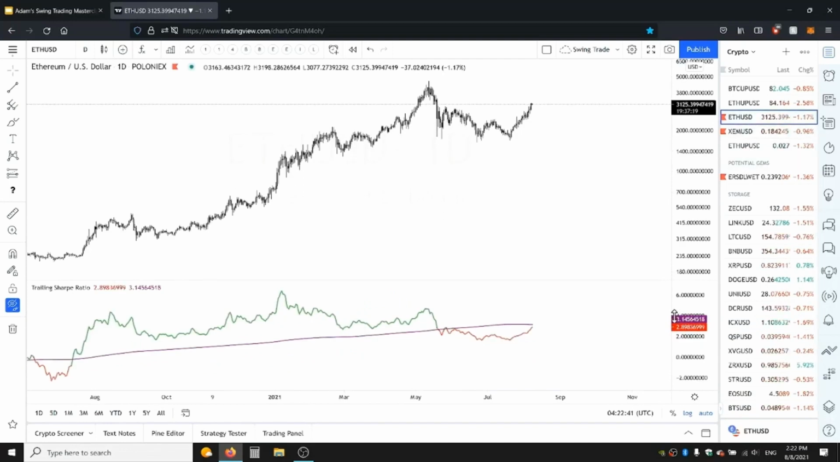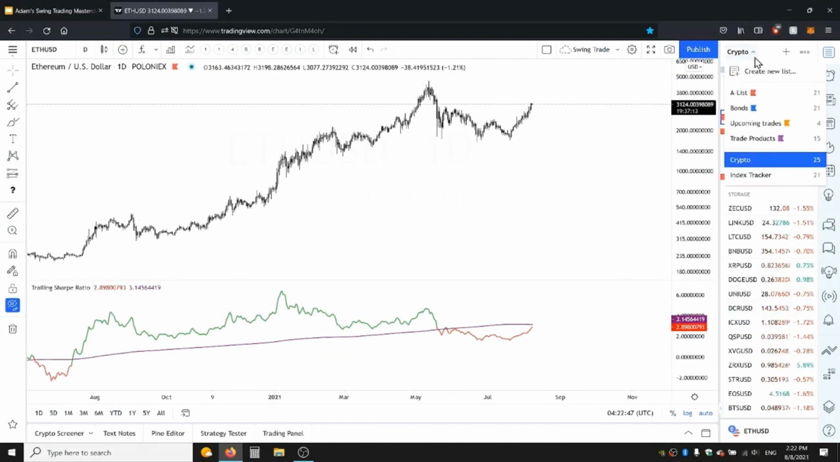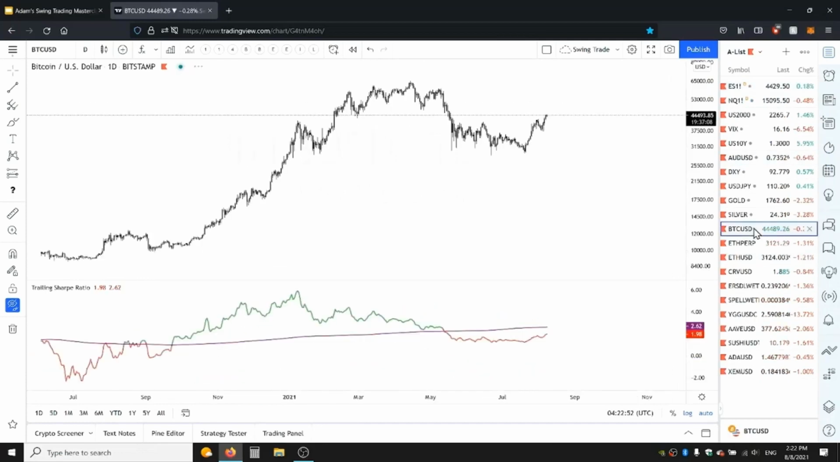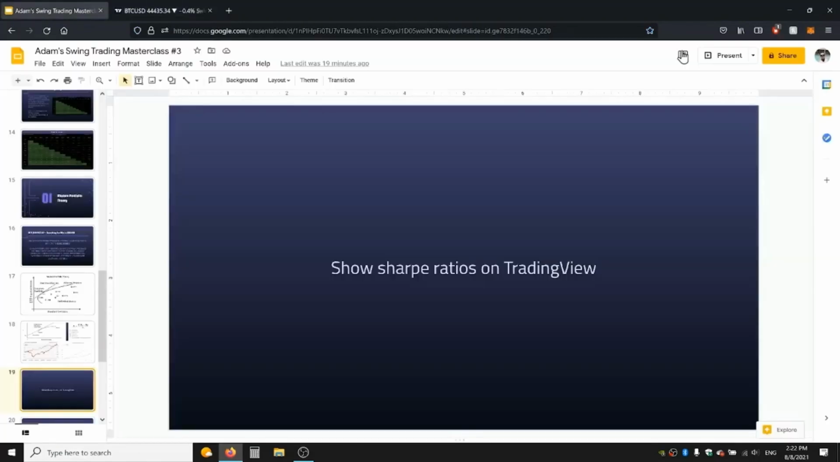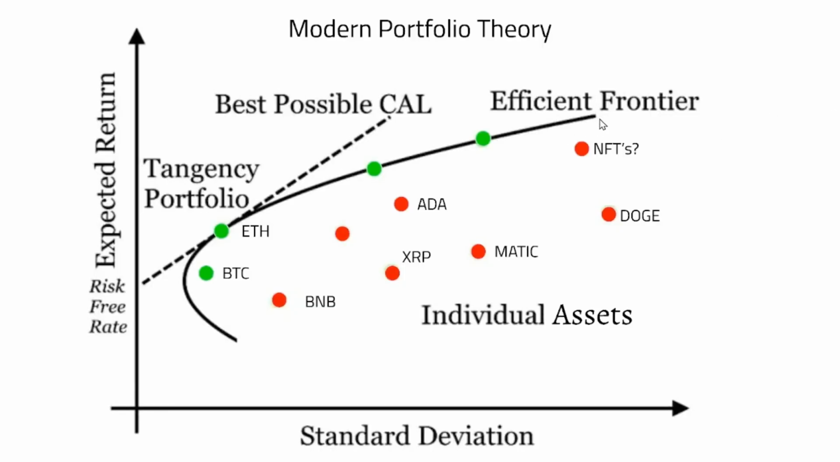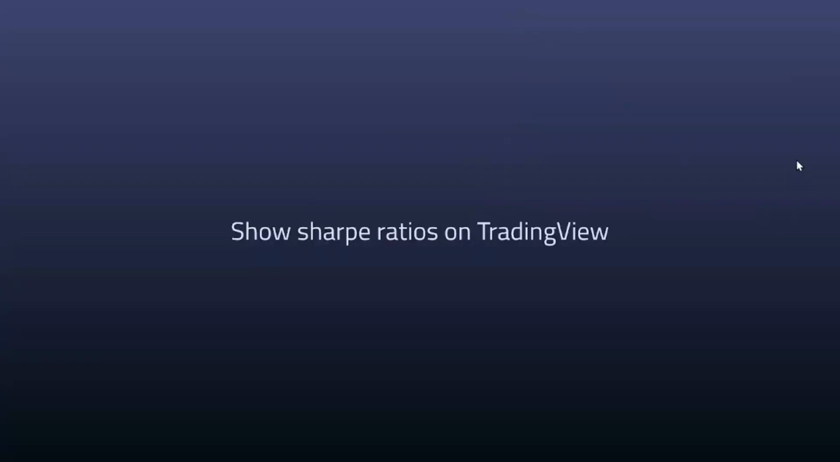Oh look, 3.1. Isn't that funny? Out of all the different cryptocurrencies, Ethereum has the highest Sharpe ratio, even higher than Bitcoin itself. So you tell me now, where does Ethereum lie on the efficient frontier? Comes obvious now, doesn't it?